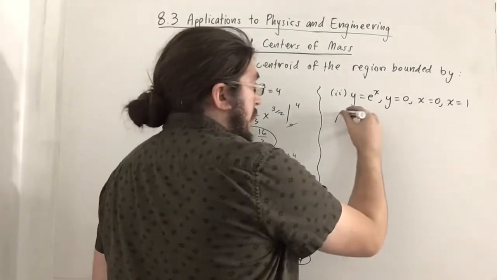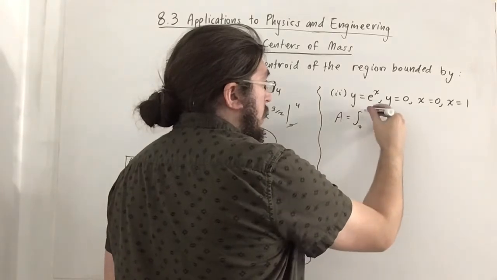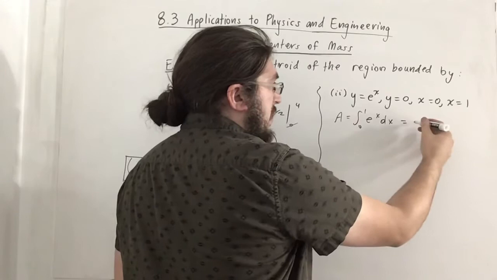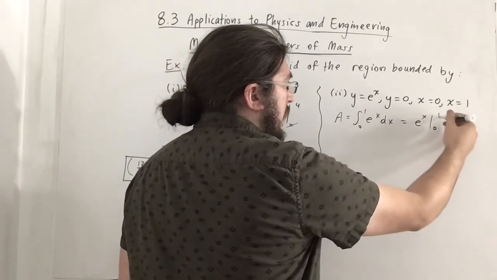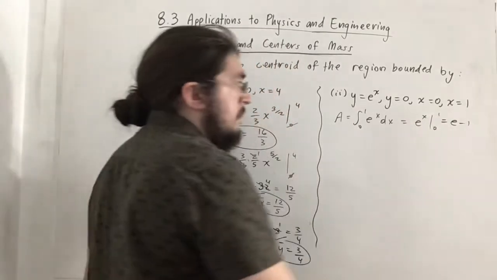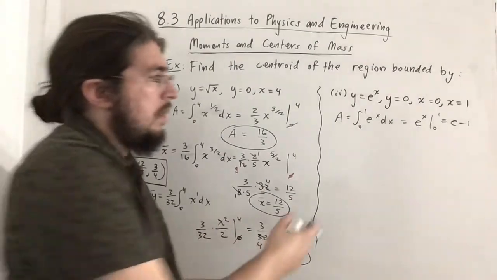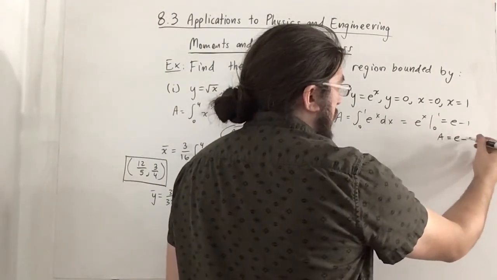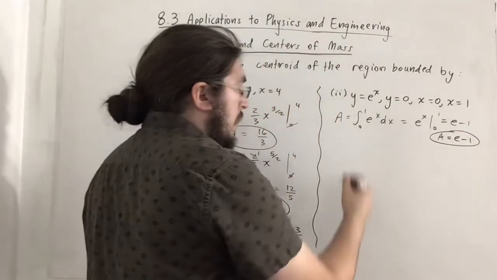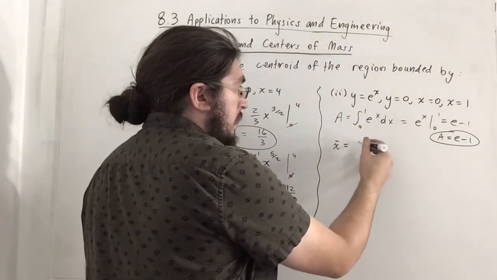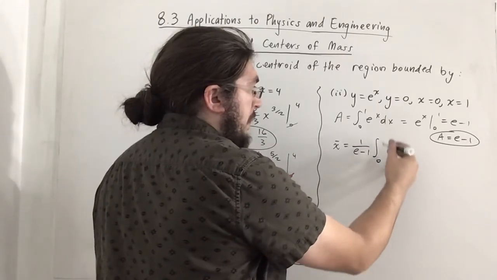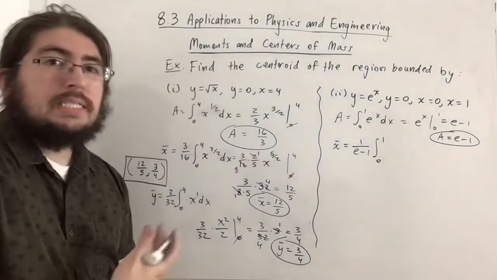Anyways, the area here is going to be the integral from 0 to 1 of e to the x dx. Antiderivative of e to the x itself, evaluate that between 0 and 1, we end up getting e minus 1. Because of course e to the 0, e to the 1 minus e to the 0. So the area is e minus 1. Perfect. So that means x bar is going to be what? It's going to be 1 over the area times the integral from the same limits, 0 to 1, of x times e to the x.